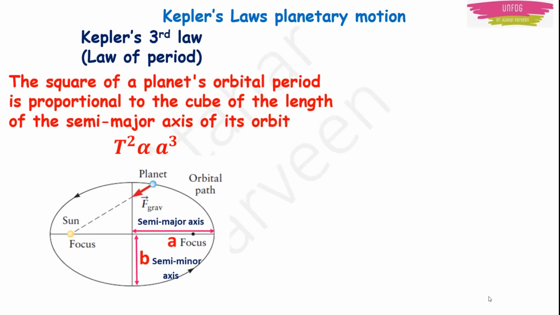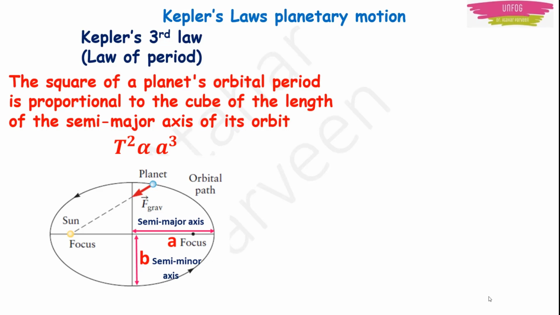In the third law, Kepler told that the square of the planet's orbital period, the time in which it is moving around the sun, right? If you square that time, it is proportional to the cube of the length of the semi-major axis of its orbit. Here I have drawn the semi-major axis for you. This is known as the semi-major axis A.